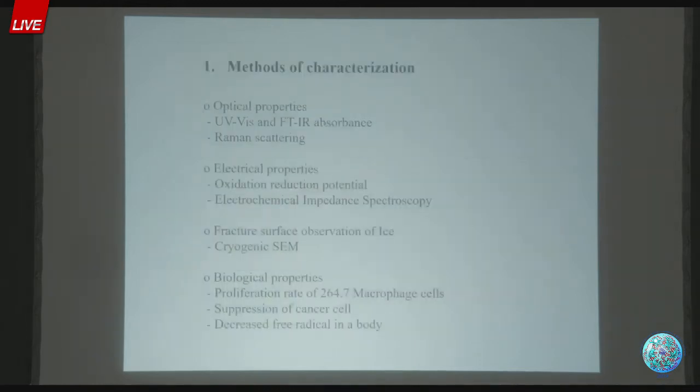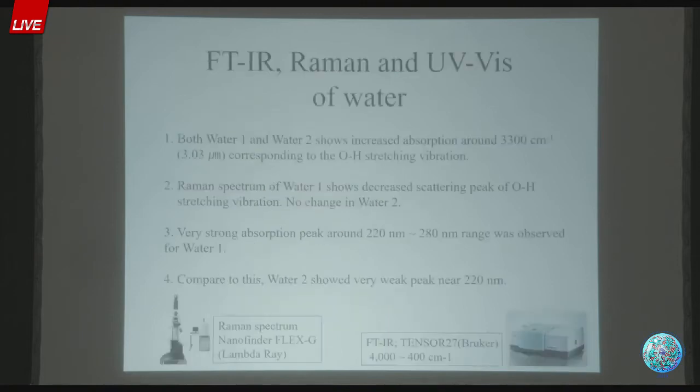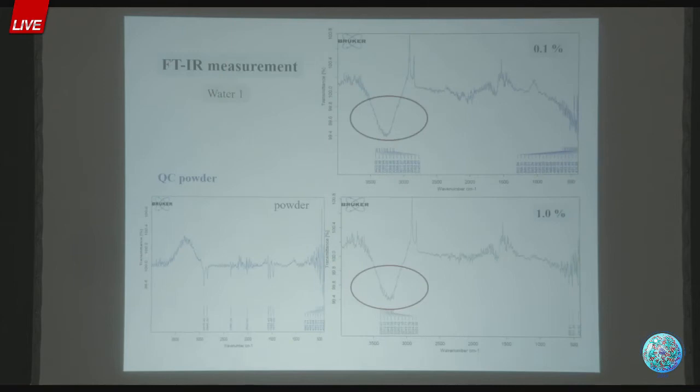And the methods of characterization that I used were the optical properties for UV-visible range, FTIR, and Raman scattering. And for the electrical properties, I measured the oxidation reduction potential, and electrochemical impedance spectroscopy was also used. And cryo-SEM, and biological properties for the proliferation rate of the 264.7 macrophage cells was used to observe its effect. And for the FTIR, Raman, and UV-Vis of the water, this is a summary, but I will go on first. This is the FTIR measurement for water one.